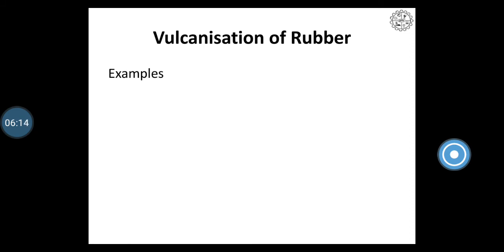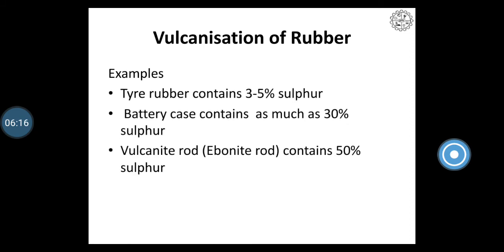Examples of vulcanized rubbers: we use tire rubber, which has 3 to 5% sulfur. In battery cases, 30% sulfur is there, whereas in vulcanite rod, which we also call ebonite rod, there is 50% sulfur.